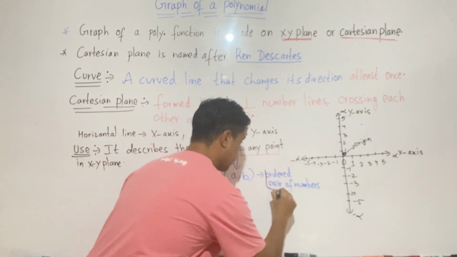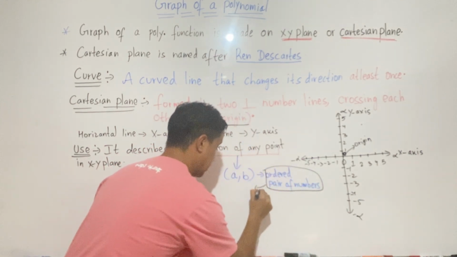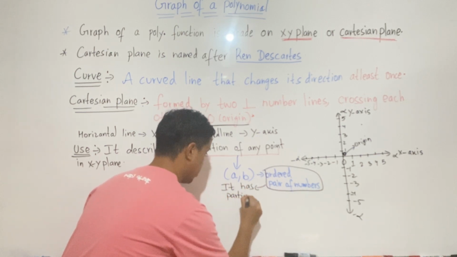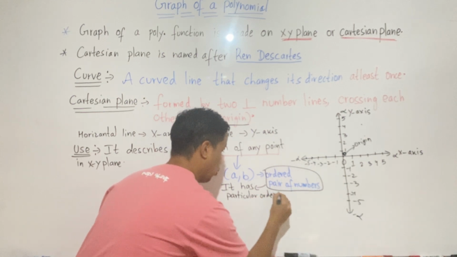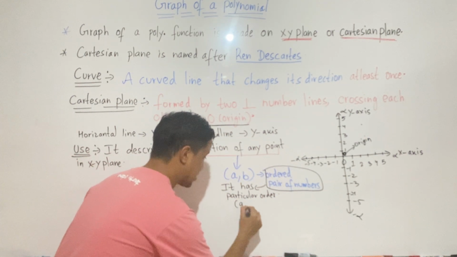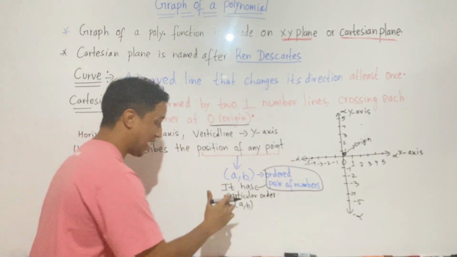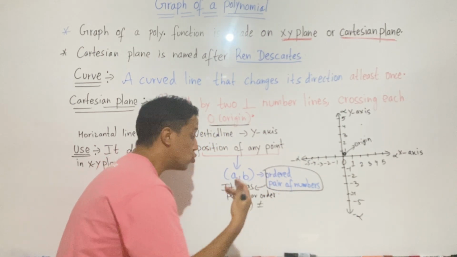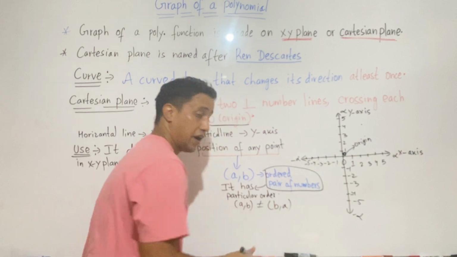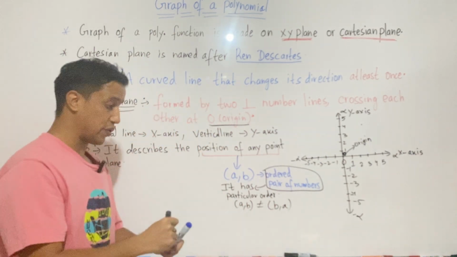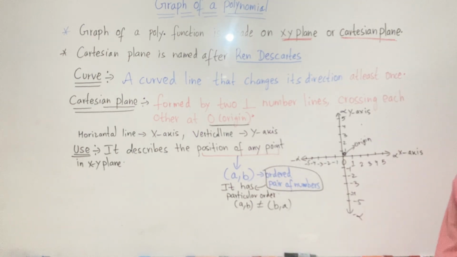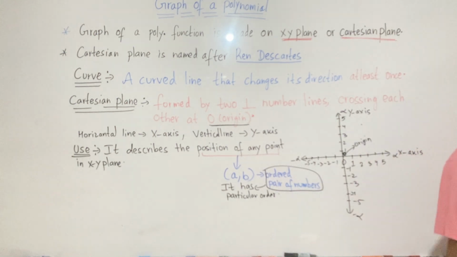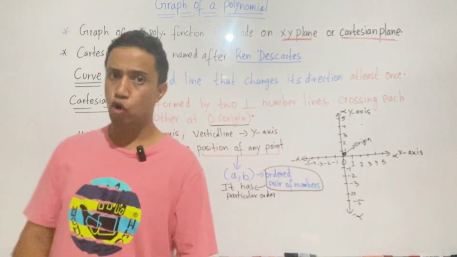It has a particular order. What does it mean? If it is written as a comma b, then you cannot use it as b comma a. So it has a particular order, and you cannot change the order. That's what ordered pair of numbers means. I hope this is clear.